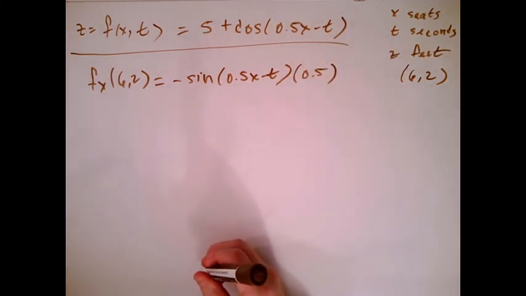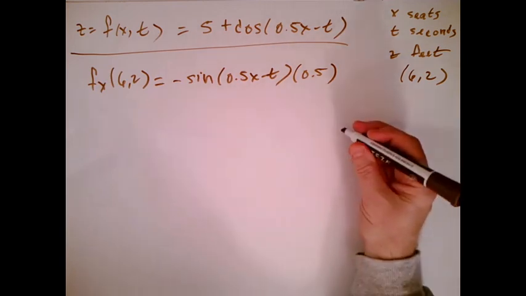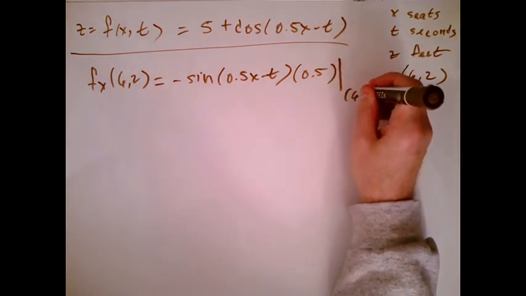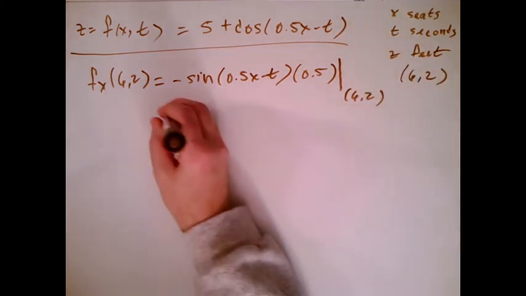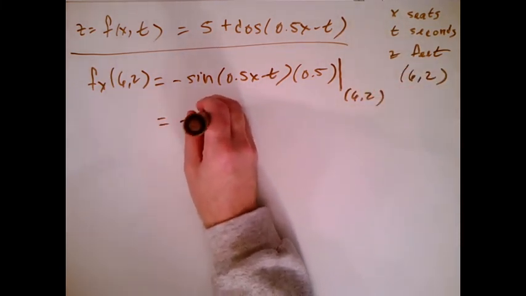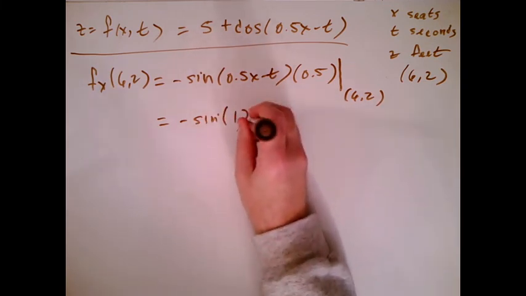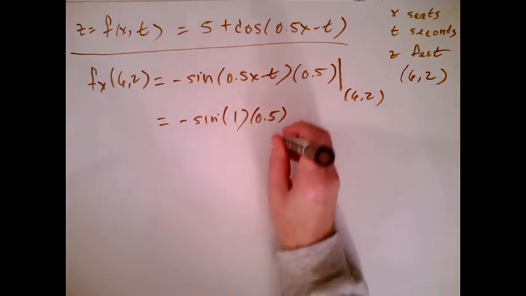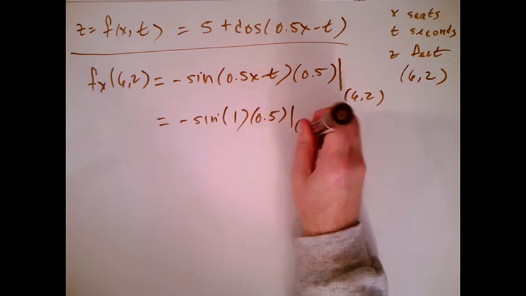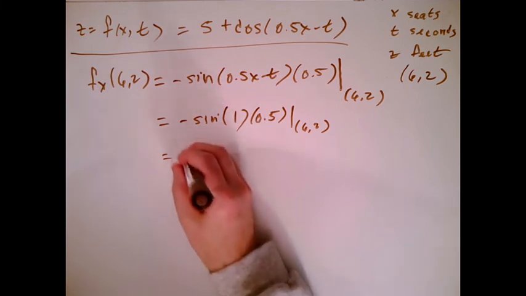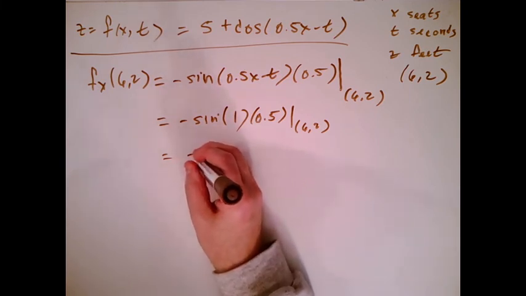Now I don't want to say that the derivative at that point is equal to that whole derivative, so we use an evaluation bar that looks like this. And so what I should get is something like minus sine of 1 times 0.5 at (6,2). And when we plug in (6,2), I think we get something like minus 0.421.